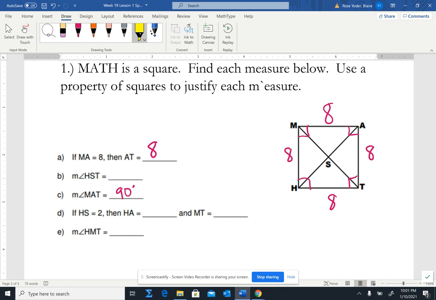You've known those forever: four equal sides, four 90-degree angles. Here's where some of the newer stuff comes in. HST, we just learned in our diagonals exploration, squares and rhombuses have diagonals that make 90-degree angles. So that's true. Then here's another new thing that you learned in your diagonal exploration. If HS is 2, diagonals bisect each other, so SA is 2, but squares and rectangles have diagonals that are congruent, so really all these little halves are 2. I didn't ask you for the little halves, though. I asked you for the whole HA. 2 plus 2 is 4. And the whole MT. 2 plus 2 is 4.